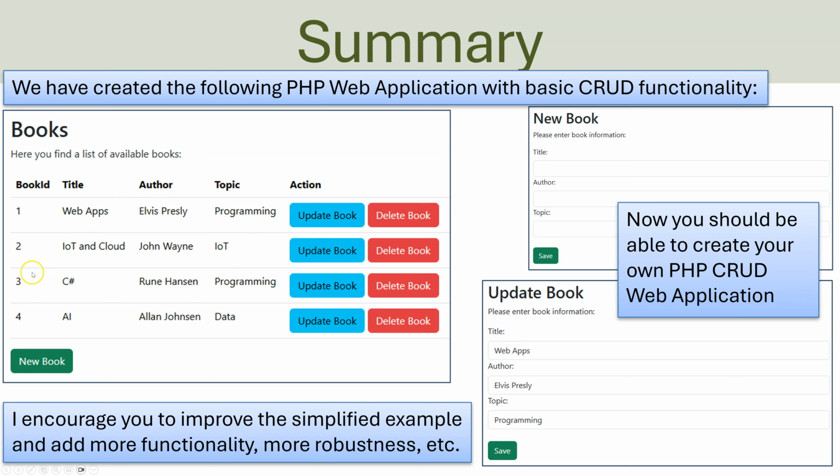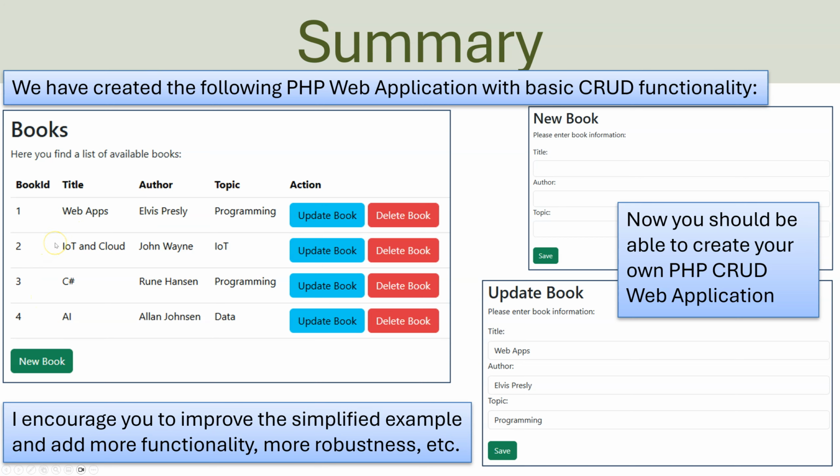And then we have added functionality for creating a new book by clicking this button. Then this web page pops up where you are able to enter title, author and topic for a new book and click save. And when we click save, that new book will be created in the database and presented here in this updated book list.